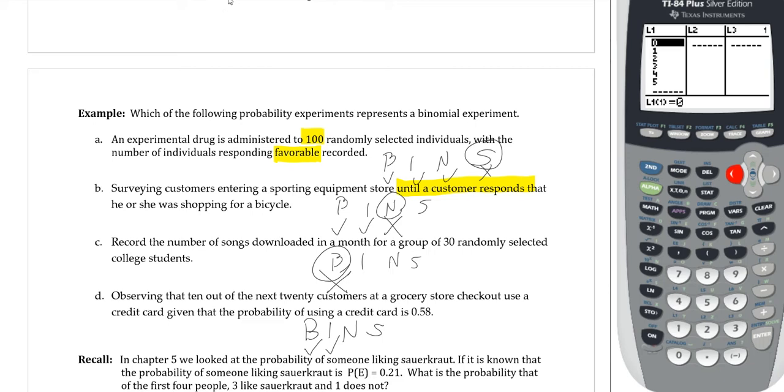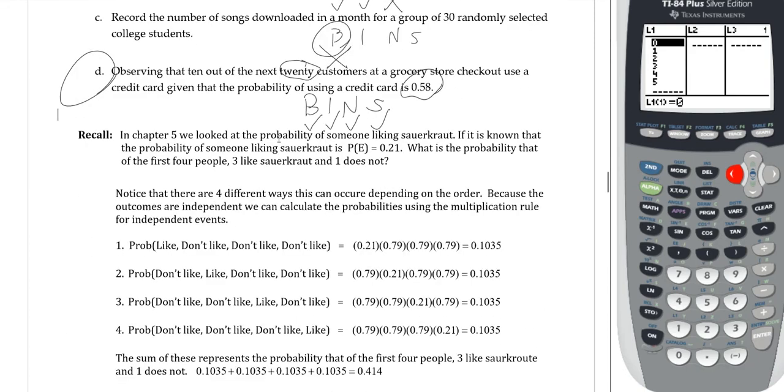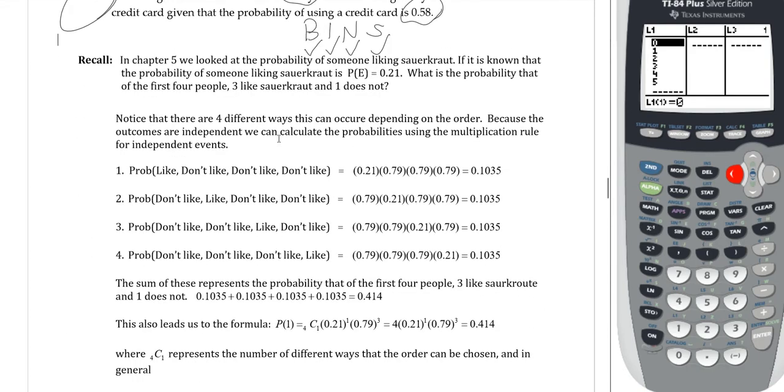N is fixed because it says that they're doing 20 customers there. So 20 customers, so N is fixed. And lastly, the probability of success is the same. It is given to us as 0.58, and there's no indication that it changes. So D is the only one that satisfies all the conditions for binomial experiments. Okay. For a lot of questions moving forward, we are going to have to check things are binomial or not.